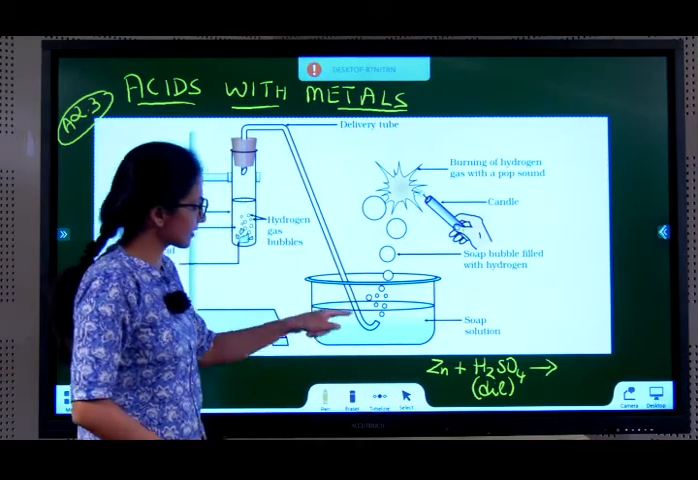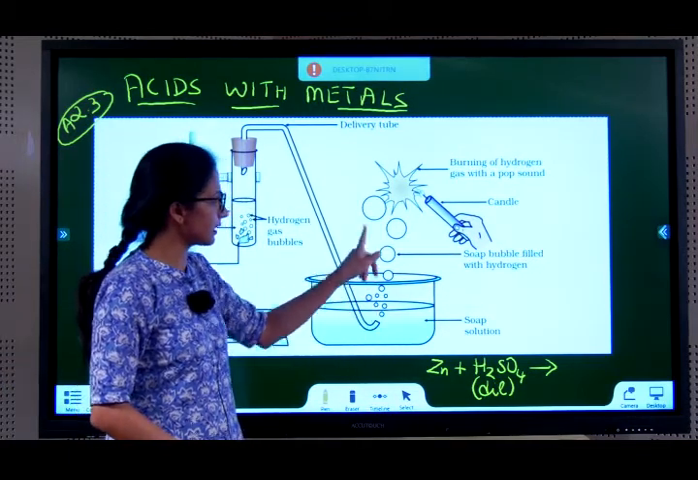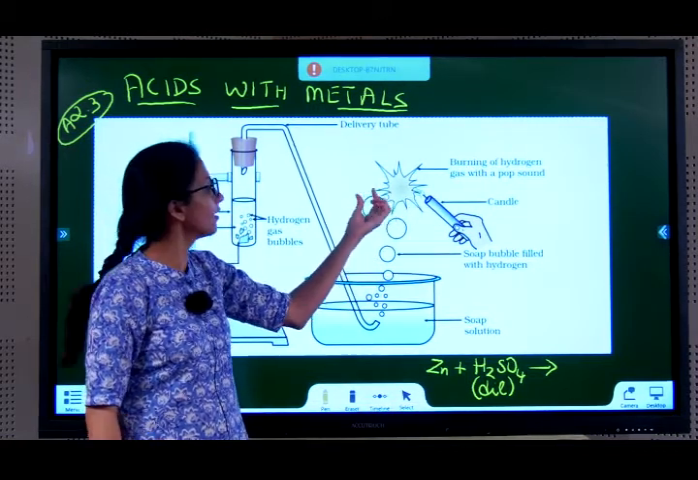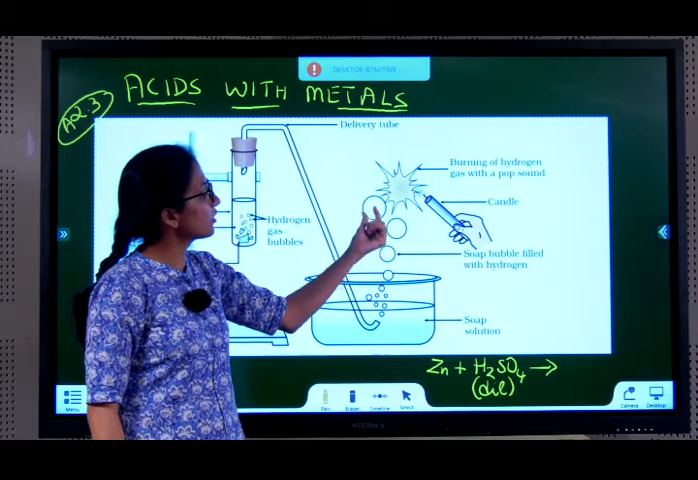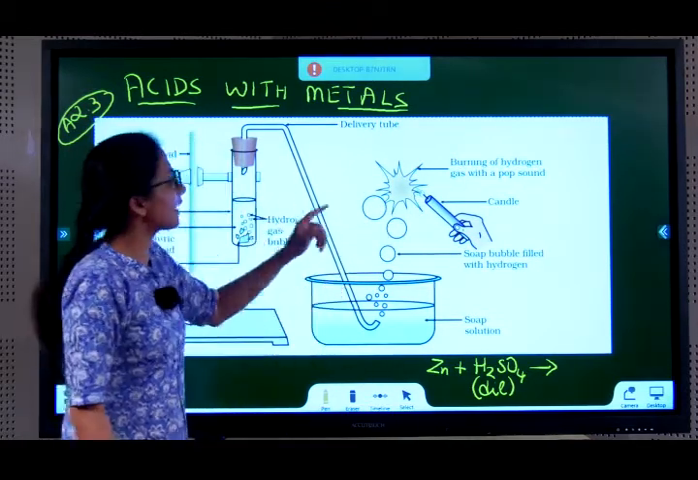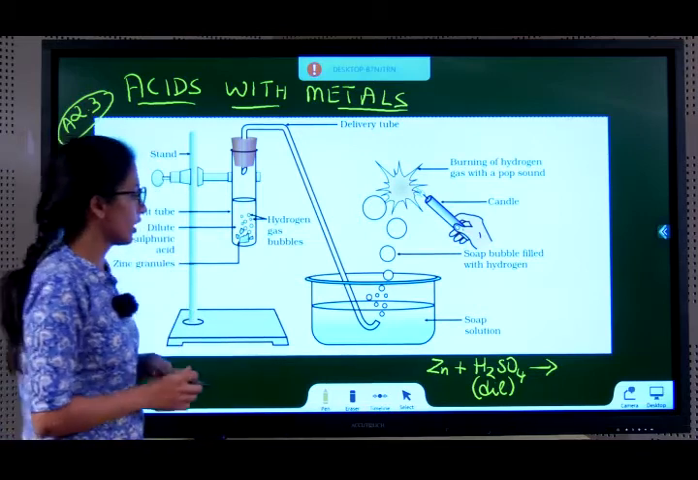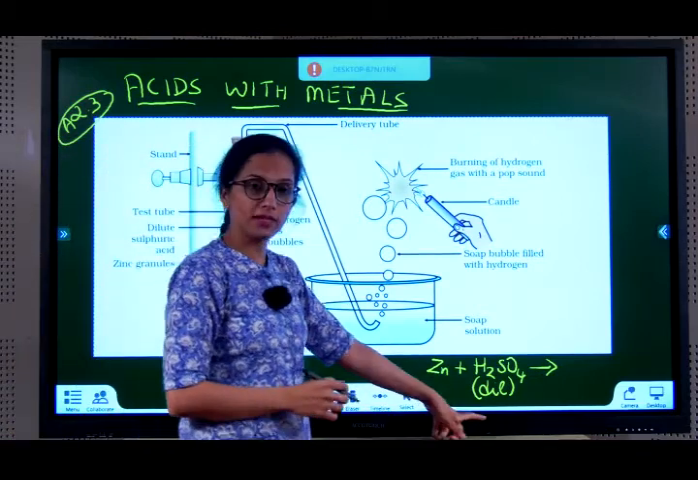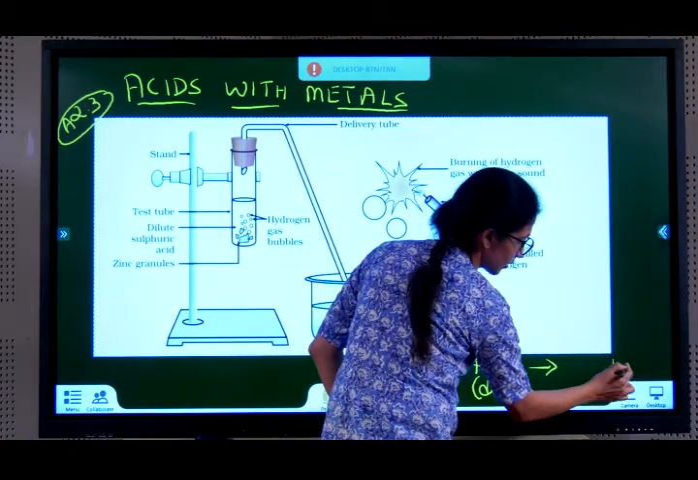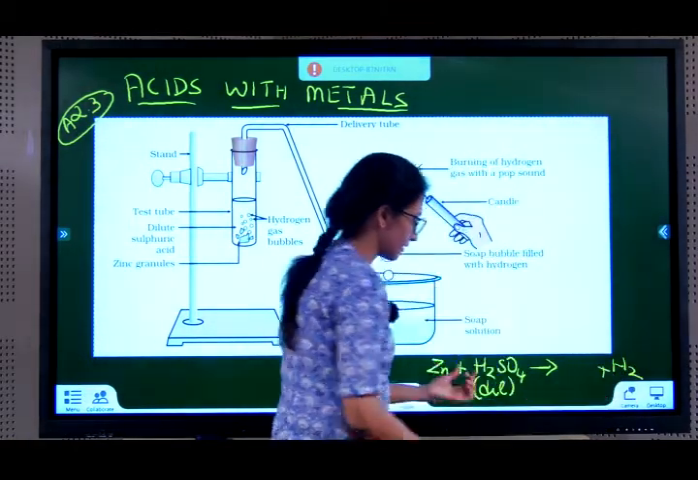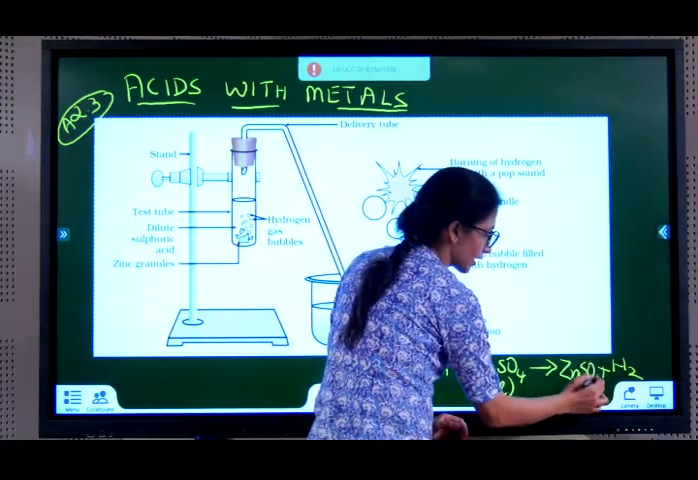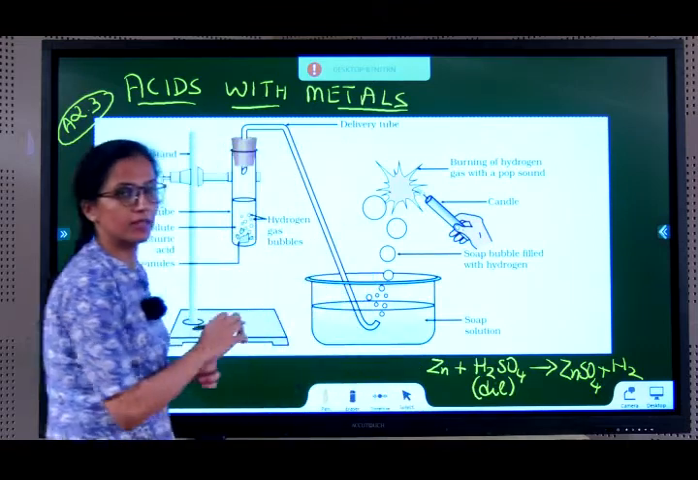So we pass the gas here, the bubbles are now seen, and we light a candle just near the bubbles. There you will see that it burns with a pop sound. So it is confirmed that hydrogen gas is coming out. So zinc reacts with sulfuric acid, and we know for sure that hydrogen gas is coming out. What is left? Zinc is left, sulfate is left. They form zinc sulfate solution.